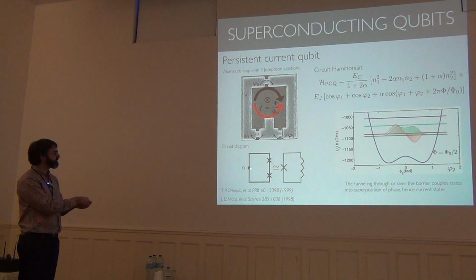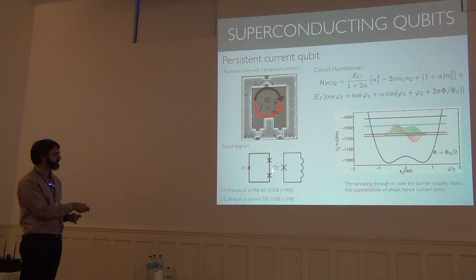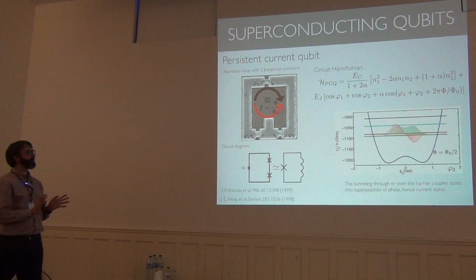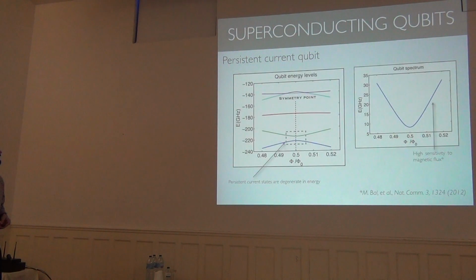Controlling the relative size of these junctions is very, very critical. And in fact, this system is exponentially sensitive to these parameters. And that's the reason why people are a bit more afraid of using these devices. But nevertheless, they work very well.